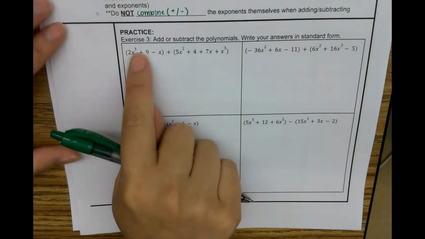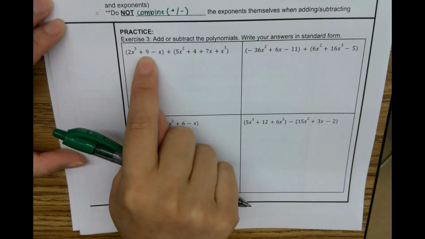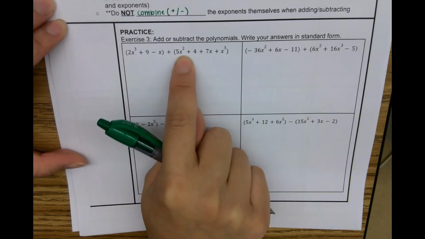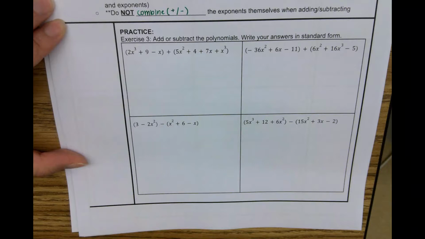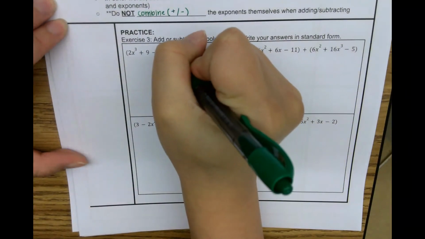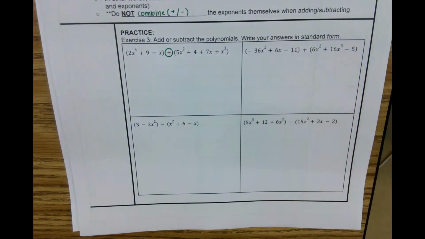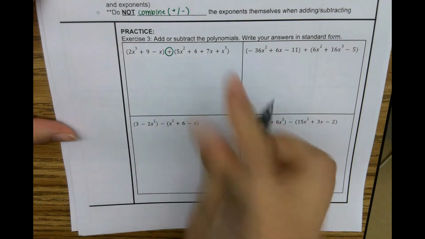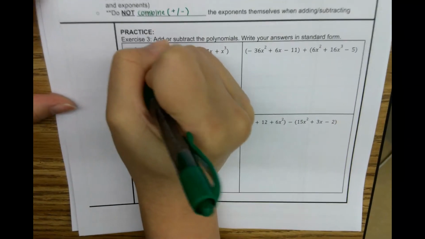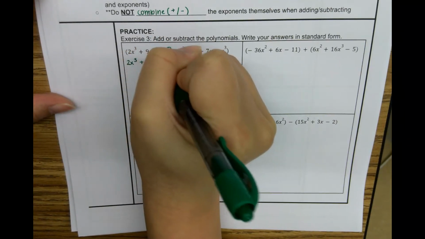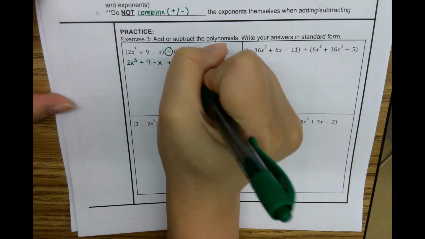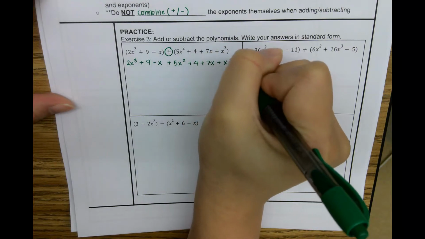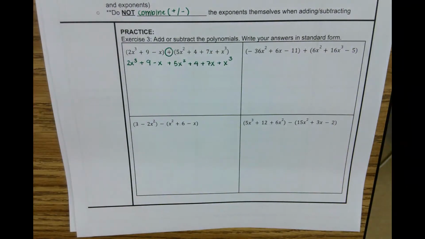So the first one here is 2x cubed plus 9 minus x. This is my first polynomial, and I'm going to add it to 5x squared plus 4 plus 7x plus x cubed. When it's a plus sign, all you have to do is rewrite it and remove the parentheses. Since this is addition, I'm adding the two polynomials. All I'm going to do is rewrite them. And then I'm going to combine like terms.